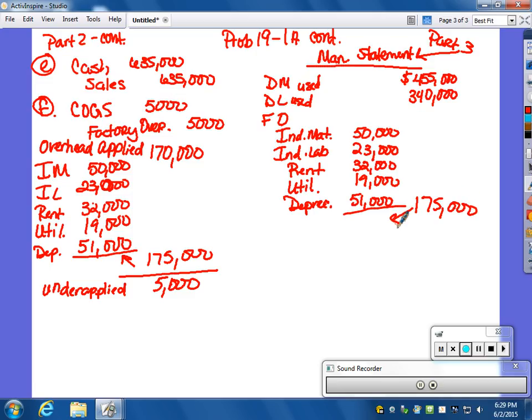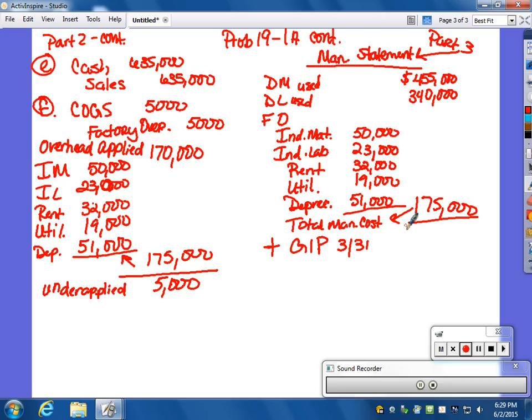And then these are the total manufacturing costs. We have to add what? What are we adding next? Oh, the 465. Goods in process as of what date? March 31. How much is it? All of these added together would equal that amount.